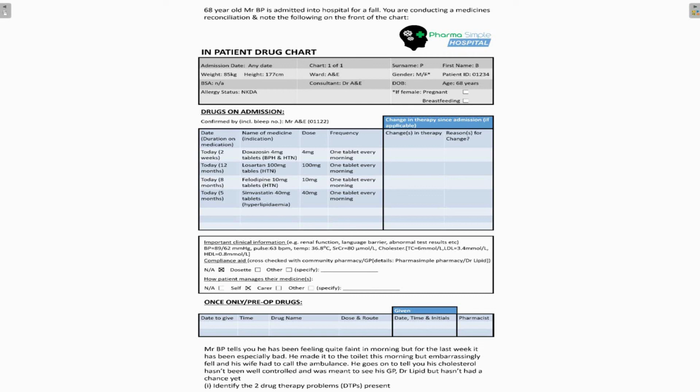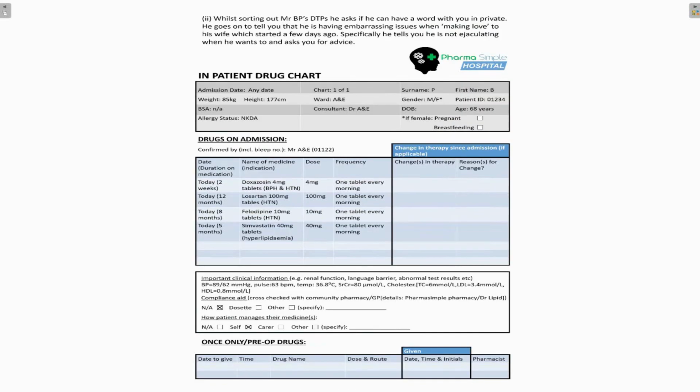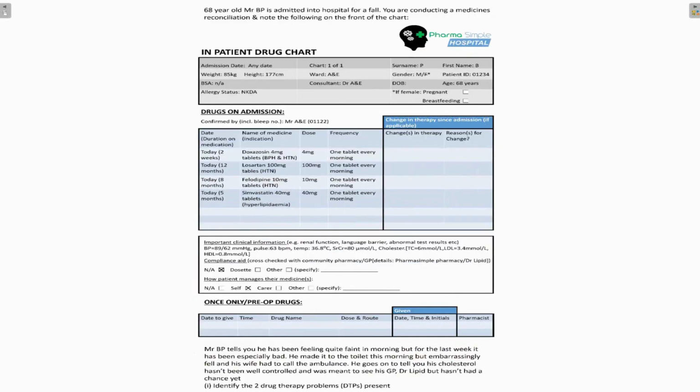So going back to our second drug therapy problem, we know that the patient's taking simvastatin. Now, if you look, the patient's taking 1 tablet every morning. Now, if you know the pharmacokinetics of simvastatin, the elimination half-life is roughly about 1.9 hours. And that includes some of the active metabolites of simvastatin.